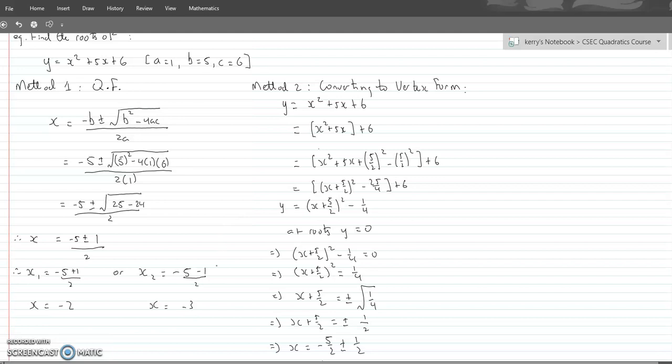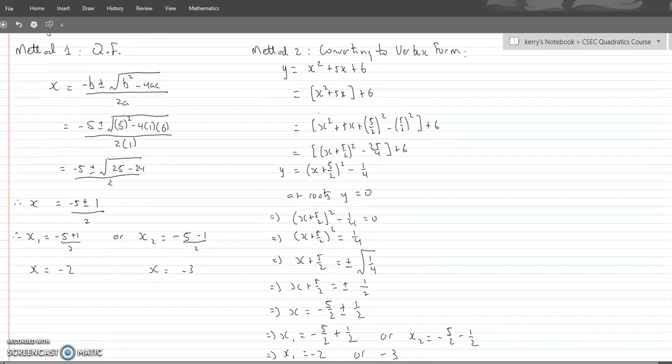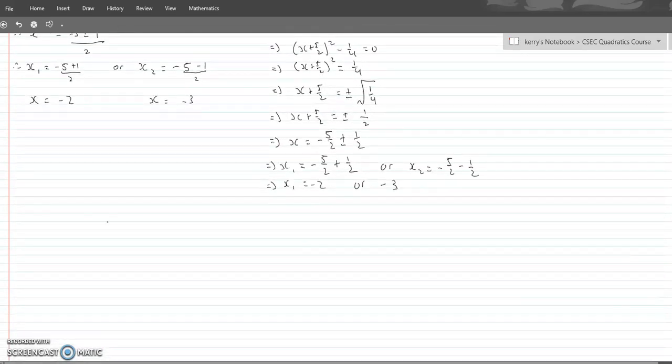However, there is a third technique, and this is the one that I didn't show you all as yet, but you only need to know how to do it. This is usually the best technique if it can be done. And the third one is by factorization. Now, we know they give us y is equal to x squared plus 5x plus 6.